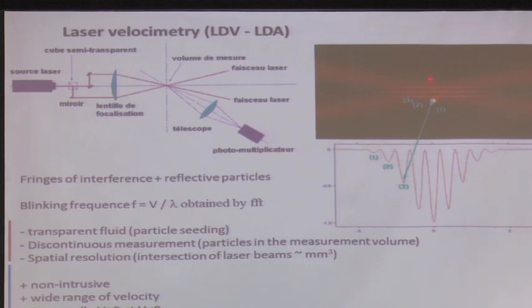For that technique, you may also have the problem of sign. If the particle is moving from the bottom to the top, it will be blinking at a certain frequency. But if it's coming from the top to the bottom, it will also be blinking with the same frequency if the velocity is the same. So you are not able to discriminate positive and negative velocities.